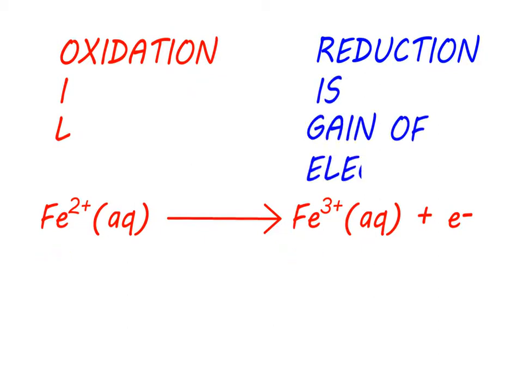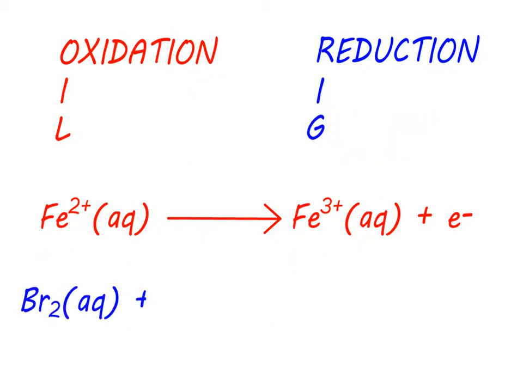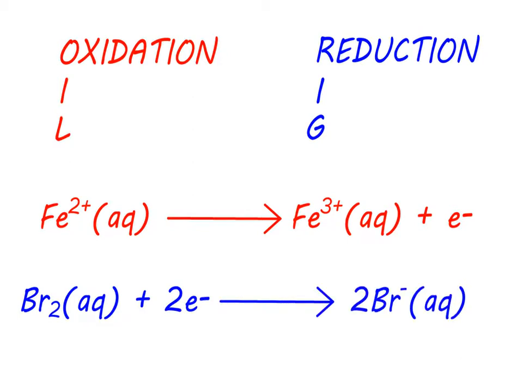Reduction is the gain of electrons. When a bromine molecule gains 2 electrons to form bromide ions, the bromine has been reduced. Reduction can also be said to be a decrease in oxidation number.